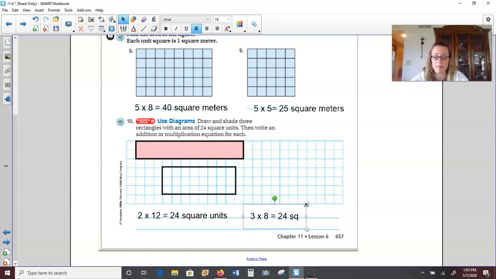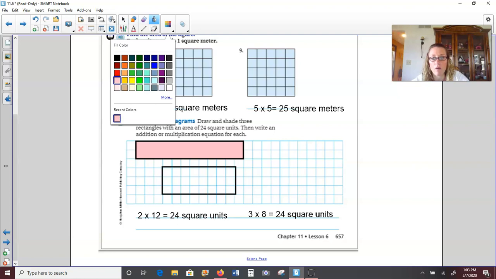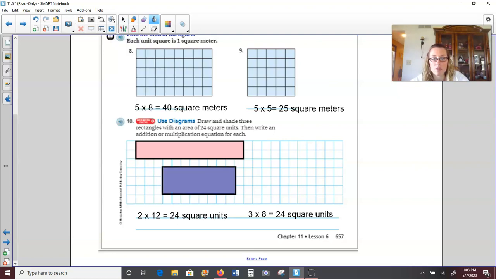And again, my label is square units, because they didn't tell us if this was meters, feet, centimeters. All right, so that is for my second rectangle. And let's make that, I don't know, like this purplish blue color. Okay, and then I need one more rectangle.